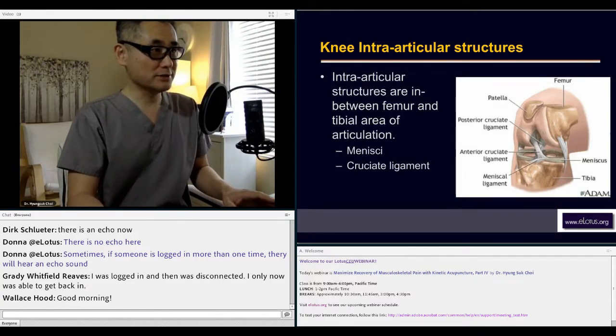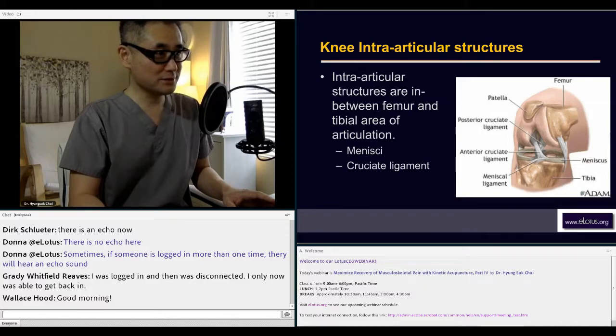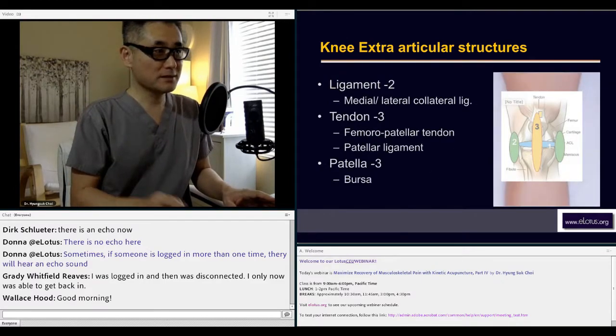So, the knee intra-articular structures. It looks complicated, but just think of it as a ledge holding the shin, preventing it from going forward or backward: the PCL and ACL prevent it from going forward. These are the intra-articular structures. And the extra-articular structures: 2 ligaments, 3 tendons, and the patella.